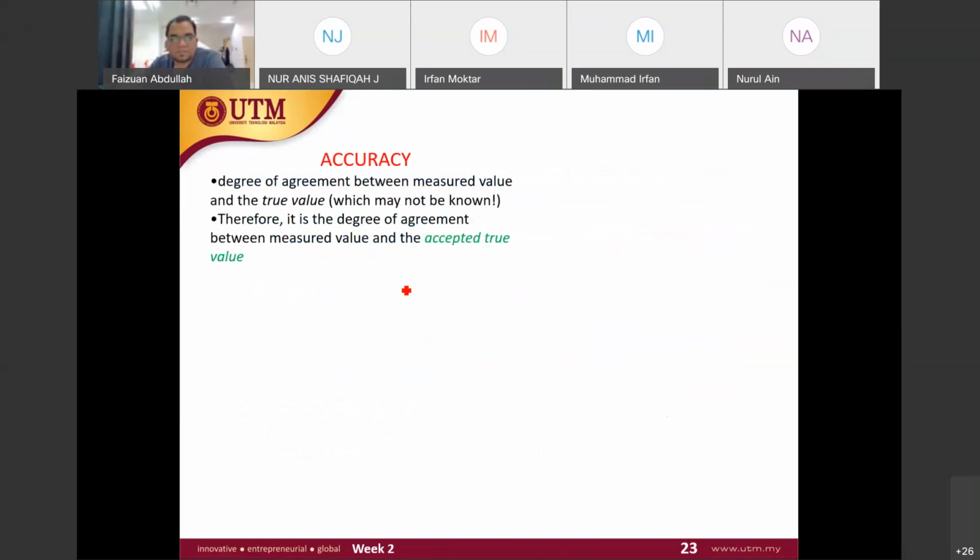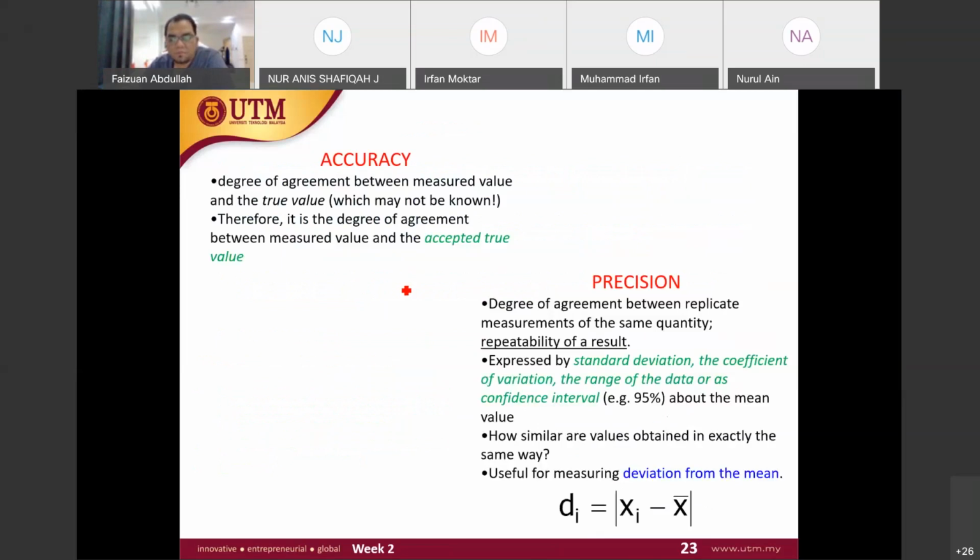What about accuracy? The degree of agreement between measured value and the true value, which may not be known. Therefore, it is the degree of agreement between measured value and the accepted true value. What about the precision? The degree of agreement between replicate measurements of the same quantity. Precise and accurate. So, repeatability of the result.